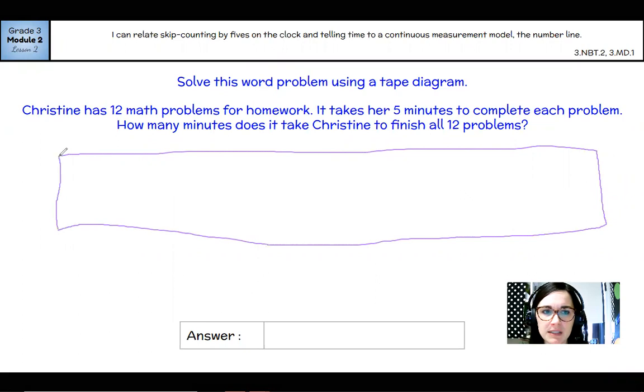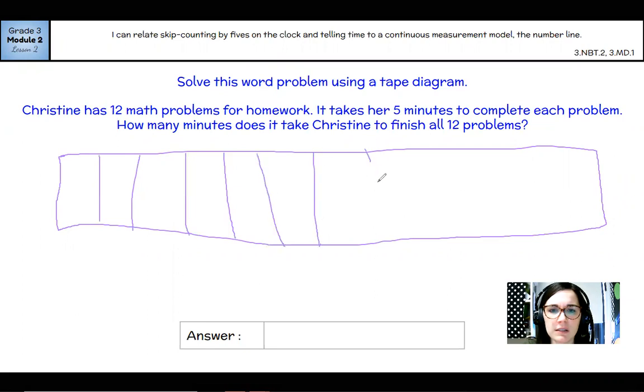Remember, a tape diagram is this rectangular thing that we learned about in our multiplication and division unit that breaks things into groups. In order to show 12 boxes, we have to draw 11 lines. 1, 2, 3, 4, 5, 6, 7, 8, 9, 10, 11. Okay, I'm sorry that my pencil work is not perfect here. It's a little tricky with a mouse.